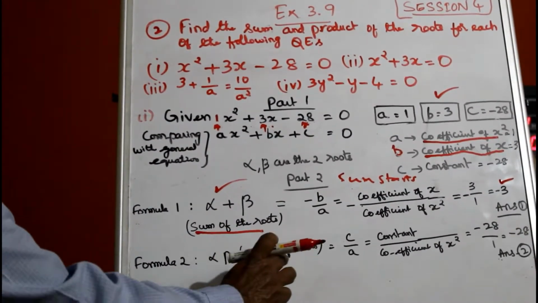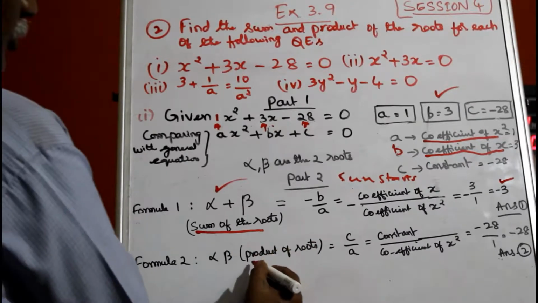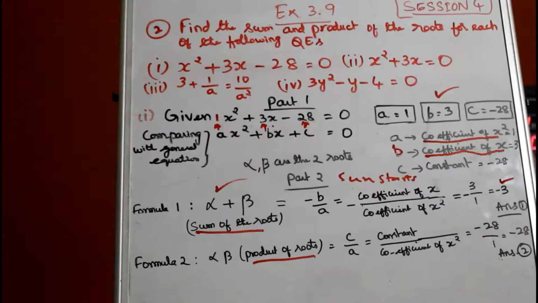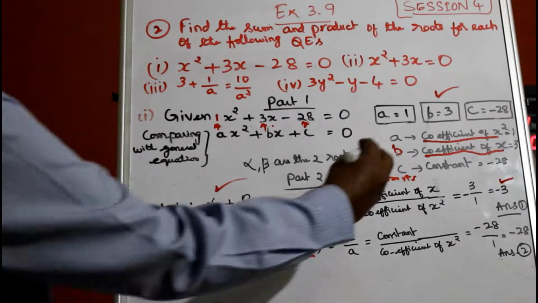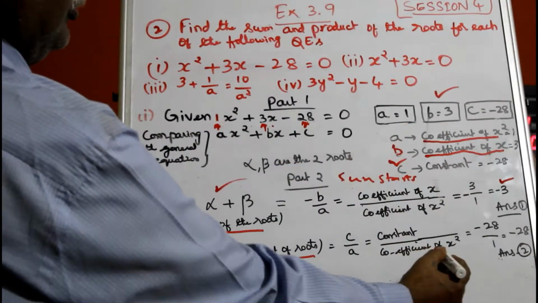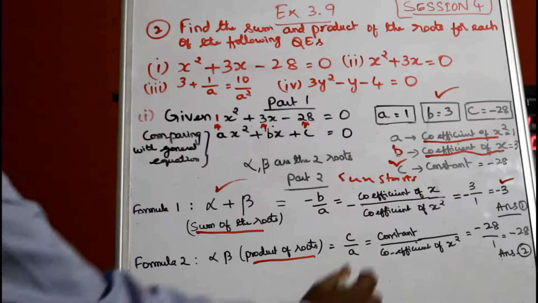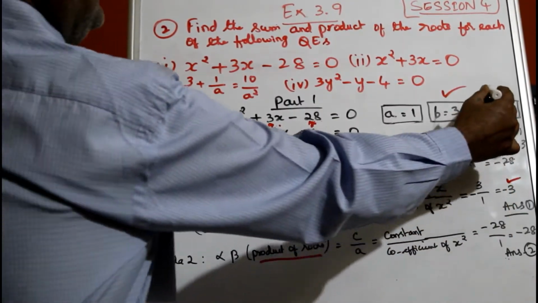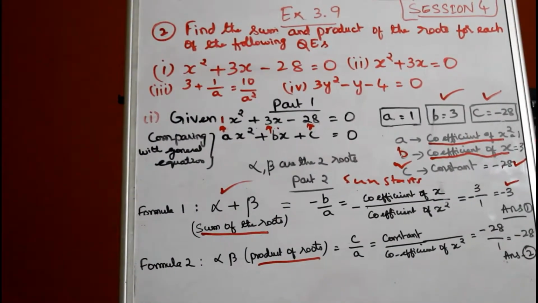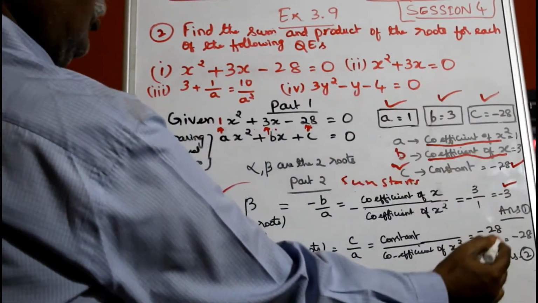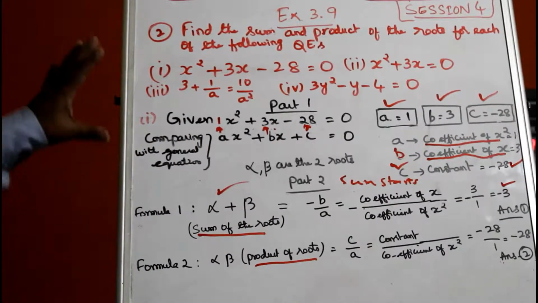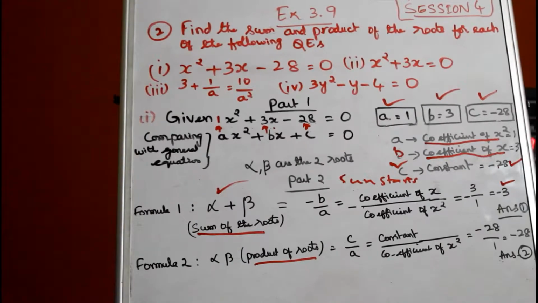The next question they asked is find the product. Alpha beta is called the product of the roots. The formula is c by a. c is the constant and a is the coefficient of x square. The constant is minus 28, and a is 1. Minus 28 by 1 is minus 28. This is answer 2. It's a very simple sum. Hope you understand. We'll go to the next question.